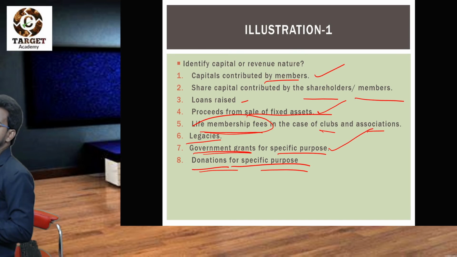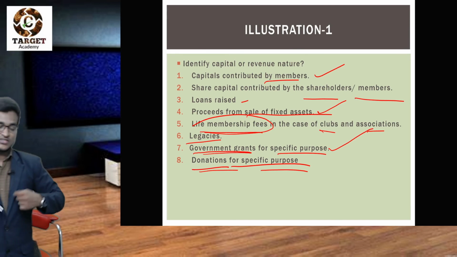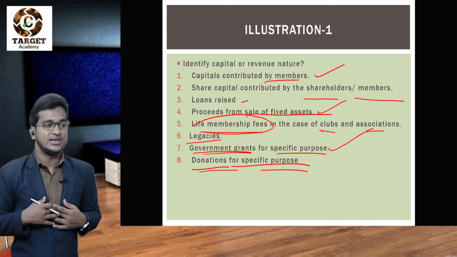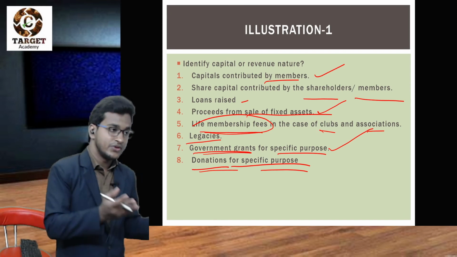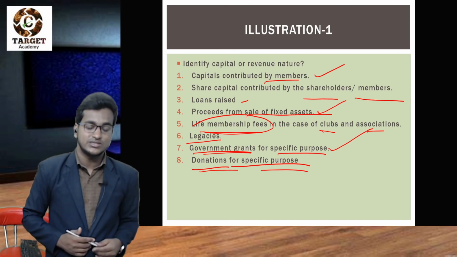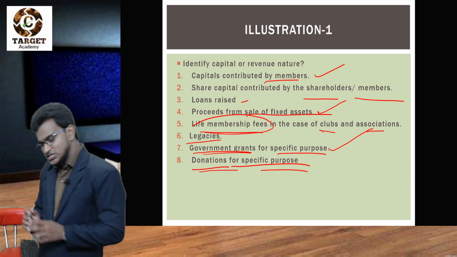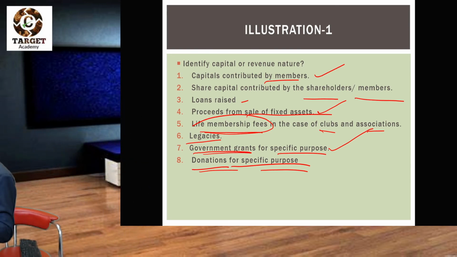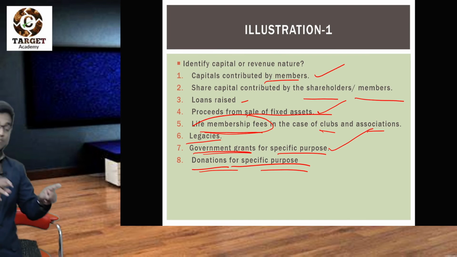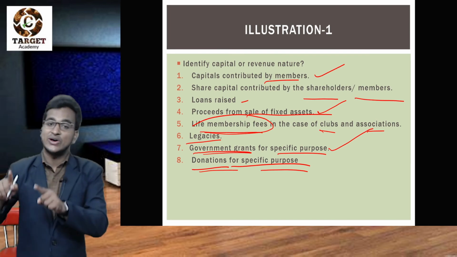Point number 4, proceeds from sale of fixed asset. If we are selling a fixed asset and receiving the money, that is not at all revenue in nature, that is capital in nature. Legacy is capital in nature. Government grants are capital in nature. Donations for a specific purpose are capital in nature. For a general purpose, that is a revenue receipt.